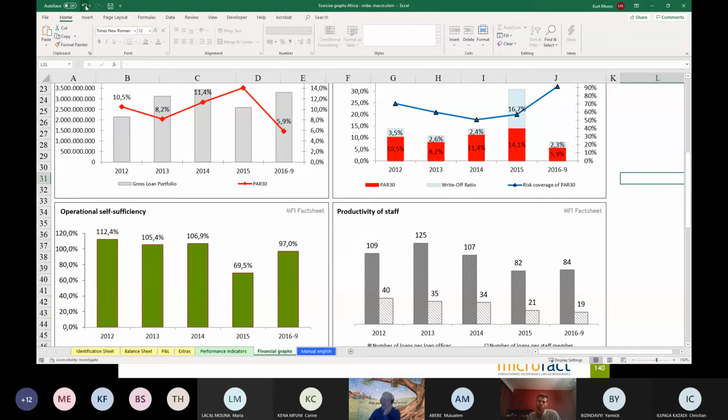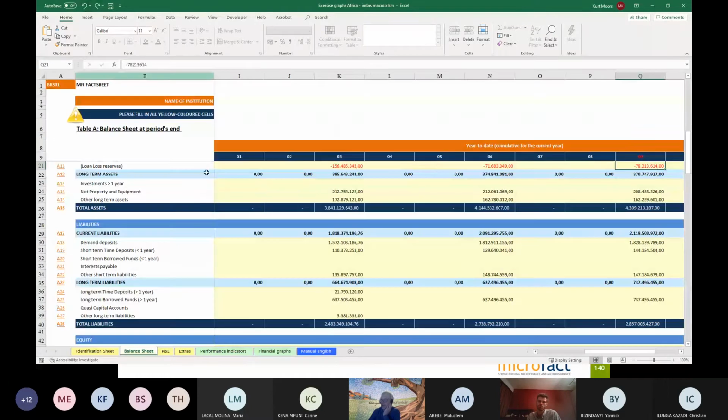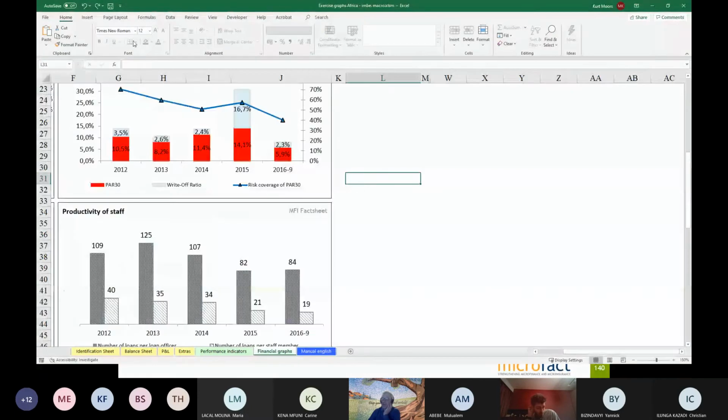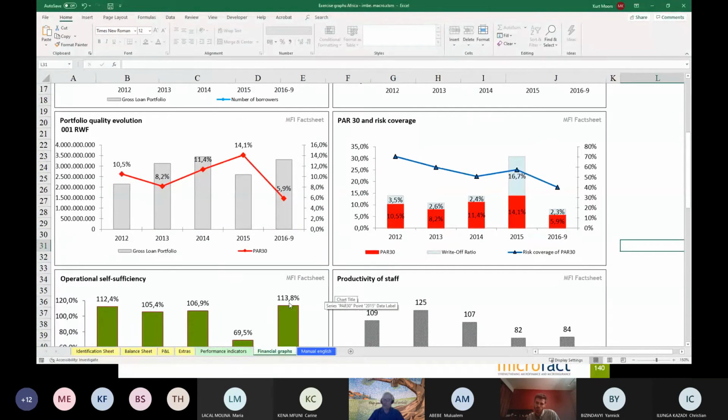If I just go a little bit back to the previous one, before all these changes in my financial graphs, my operational self-sufficiency was 113%. By adding these provision expenses to increase my loan loss reserves and my risk coverage, there was a non-cash expense, and it does have an effect on my net profit, and it decreases my operational self-sufficiency.